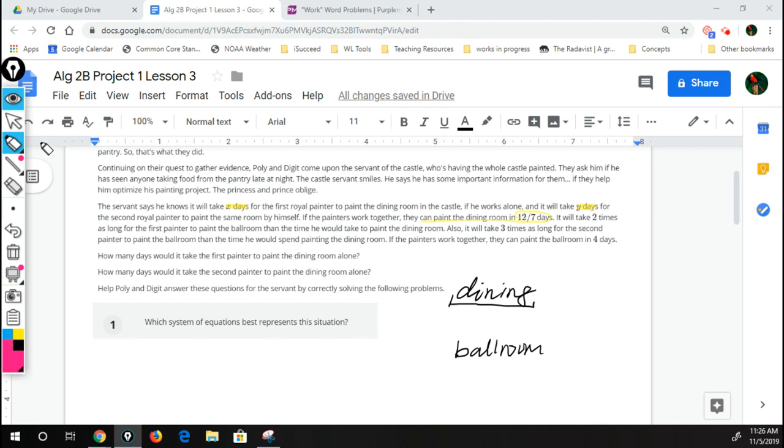So I'm going to make some notes on that. X, I'm going to put that over a 1, and there's a reason for that in 1 second. X is the amount of days that the first painter, it will take for him to paint the dining room. We'll call him painter 1. So the number of days painter 1 takes. What does the 1 mean? For 1 dining room.